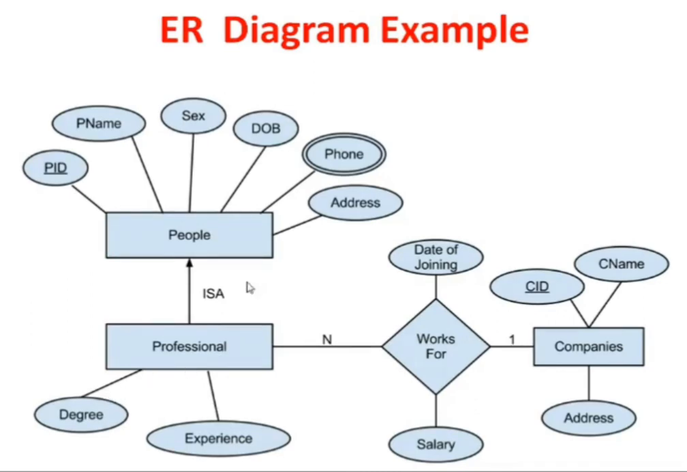He may have several other attributes like address, date of birth, sex, professional name, and professional ID. This is represented with an underlined word. What is the meaning of this? It is a key attribute. It will be unique for each professional. So this key attribute is unique for each professional. Here CID is a key attribute. It is unique for each professional.